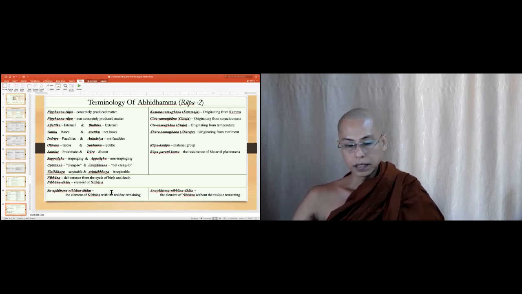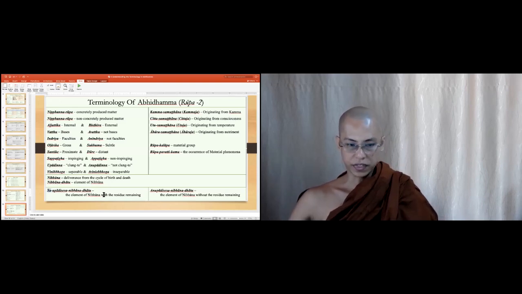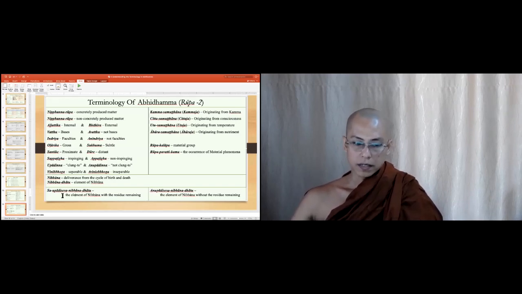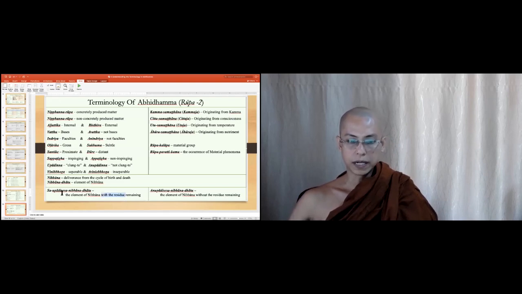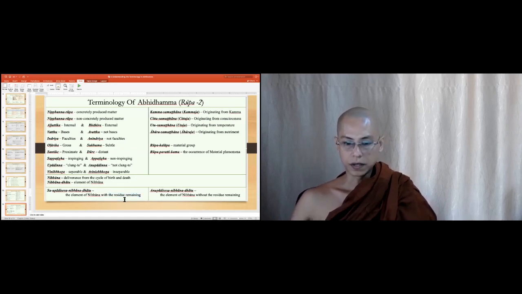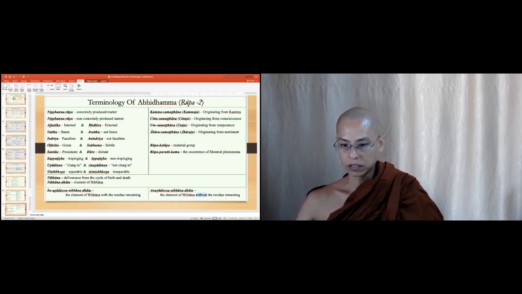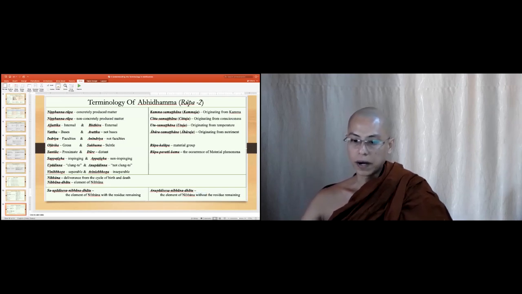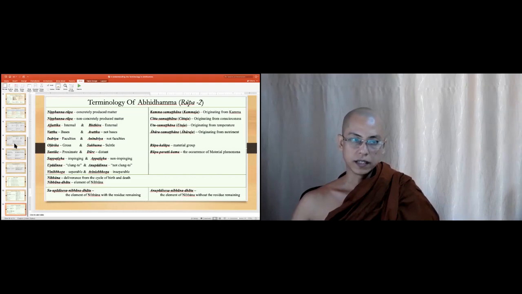So Nibbana can be understood in two ways. One is Sa-upadisesa Nibbana Dhatu and the other Anupadisesa Nibbana Dhatu. Sa, as you know, is with, and A here is without, absent. So by the word Sa, you understand with residue. Upadi and sesa, residue remaining. So the element of Nibbana with the residue remaining. Anupadisesa Nibbana is without; there is no more remaining in that Nibbana. This is ultimate Nibbana.